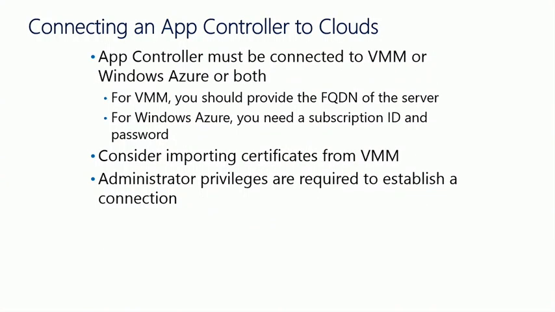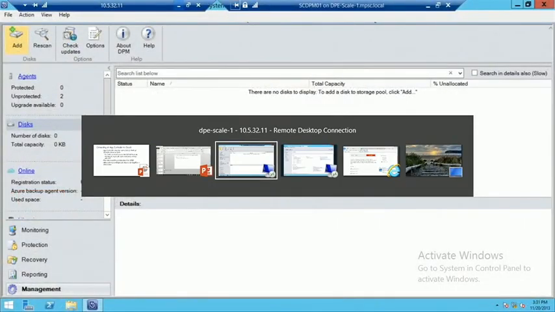So when we connect App Controller to our different clouds, again, it's dependent on VMM or Azure or both. Basically, you could install App Controller by itself, but it's not going to do anything. It's not connected to anything. Essentially, it's an IIS website, and by itself, not going to do anything. But once we integrate VMM and Azure, we can get its full functionality. So let's now go over to our Azure demo.